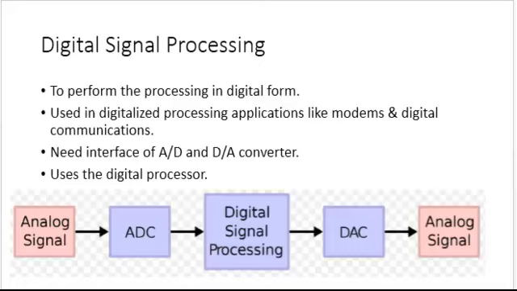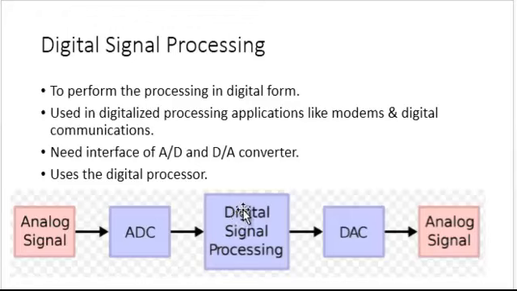So digital signal processing, we already discussed that the input and output should be in a digital form, and it is used mostly in digitalized processing applications like your computers, modems, and digital communication applications. And this is a block diagram of the digital signal processing. If you notice over here, this is a digital signal processing component. Mostly here you are going to use a digital processor like your computer or mobile phones or modems, etc.